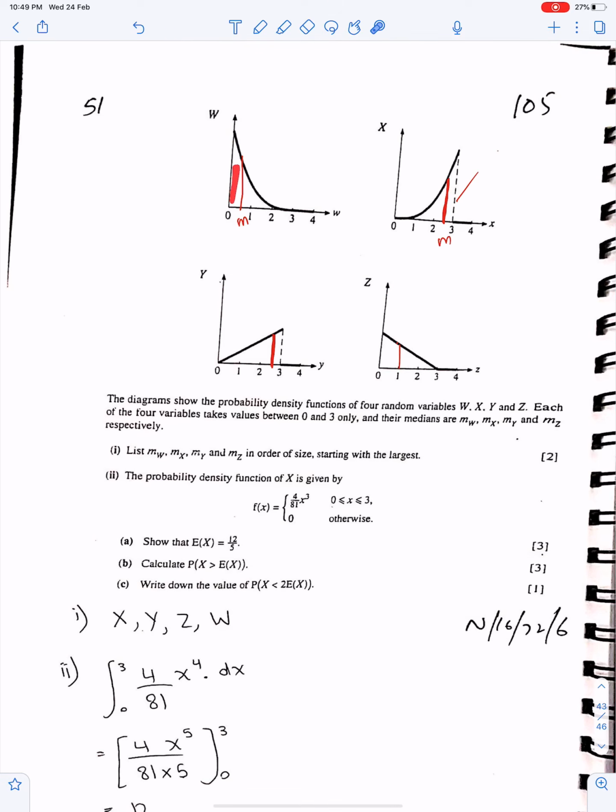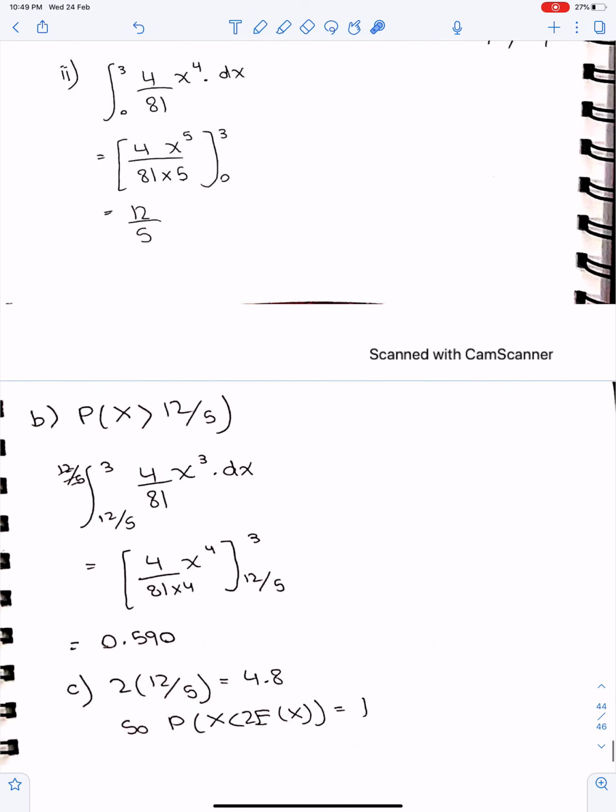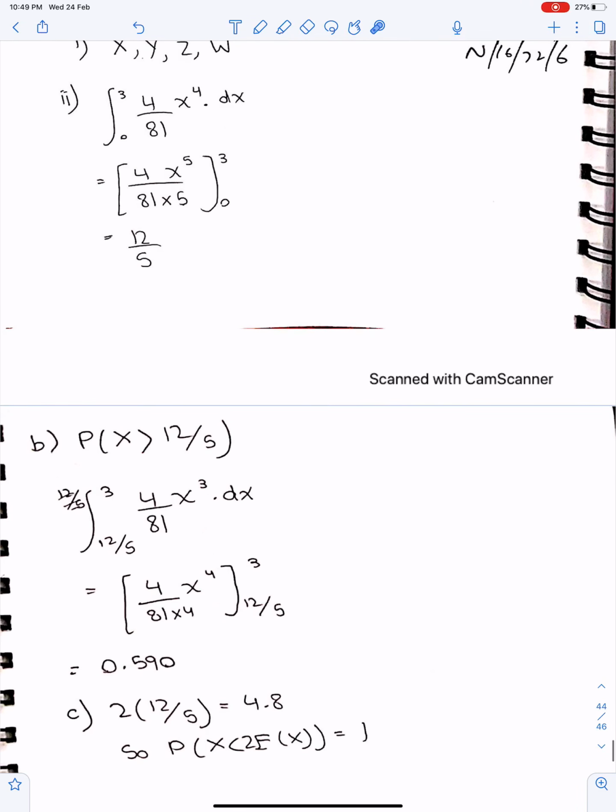Because more area is here, the median is close to the lower limit. More area is here, so the median is close to the upper limit. Expectation is simple, this is simple, and this is also simple. You can just check the solution.